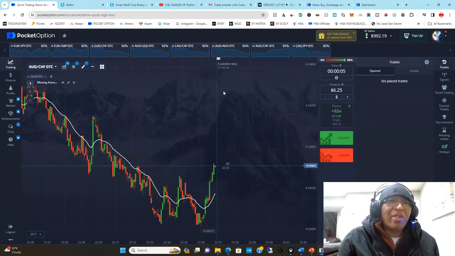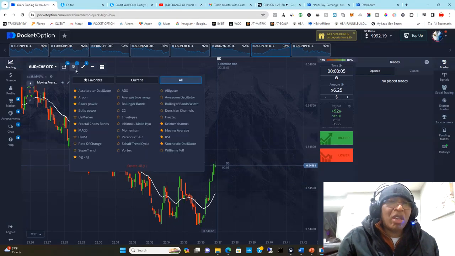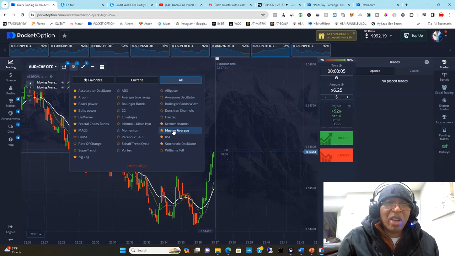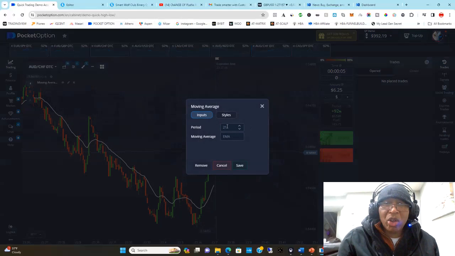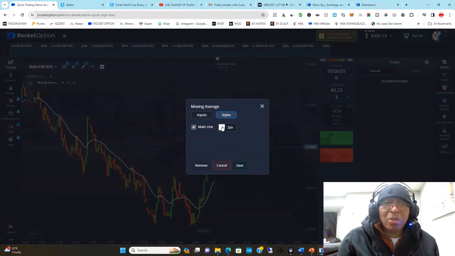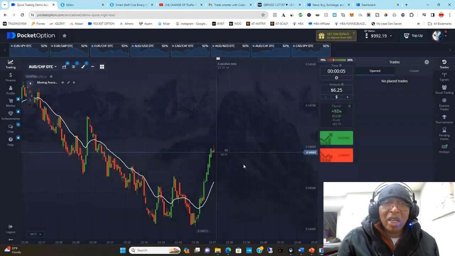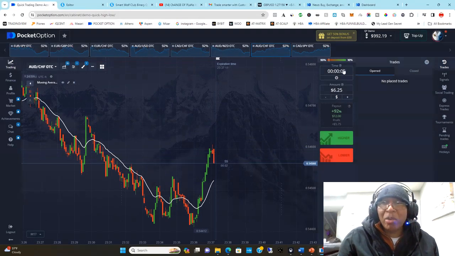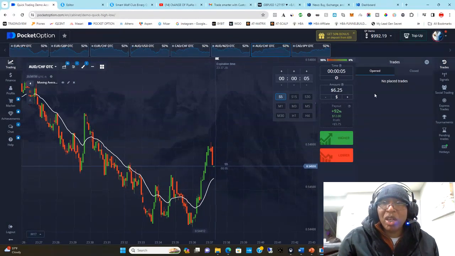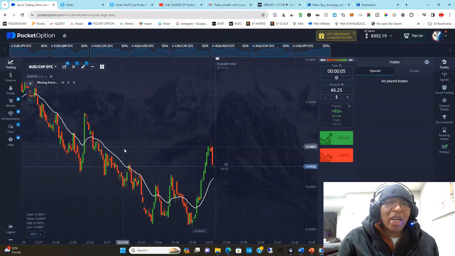And then you go to this icon here that looks like parallel lines, and you are going to choose the moving average. You do that one time, click the pencil icon, change the period to 21. Moving average is EMA. The style here, I put 2 pixels. I put the color white. You can use any color, that's up to you. And then once you have that, the trade time here is 5 seconds, so you just put S5 and you are ready to trade.